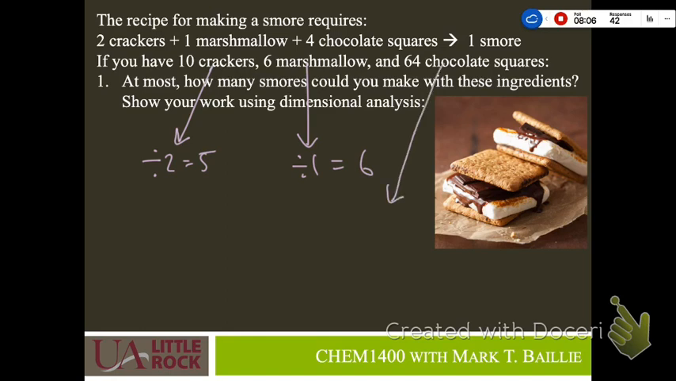Did you figure that out? How many? Did anyone figure out how many s'mores we can make if we used all the chocolate squares? 16. So divided by 4, because we have 4 squares for every s'more.